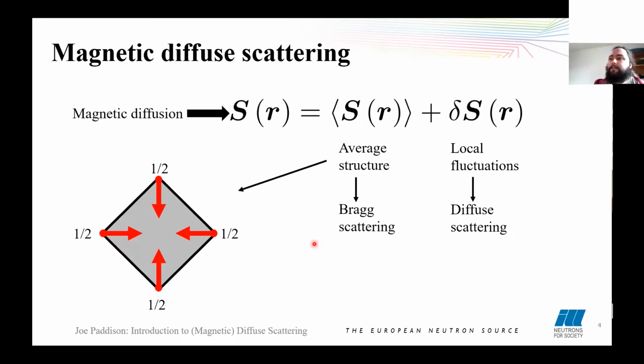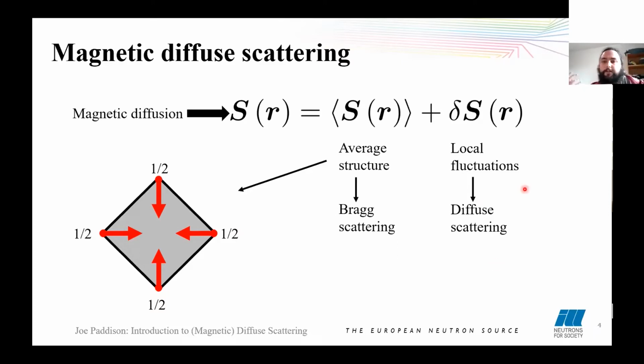The problem is that, for our example here, this is our average unit cell, and we effectively see half a spin at each unit cell position. So what Bragg scattering is seeing is half a spin, and that's not correct. We cannot have half a spin. We have full spin or no spin, and this is where the diffuse scattering comes into play.